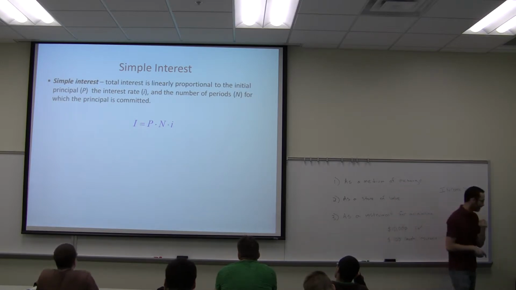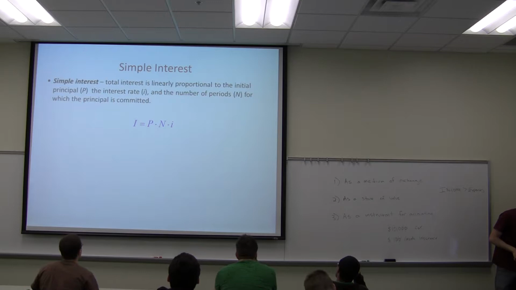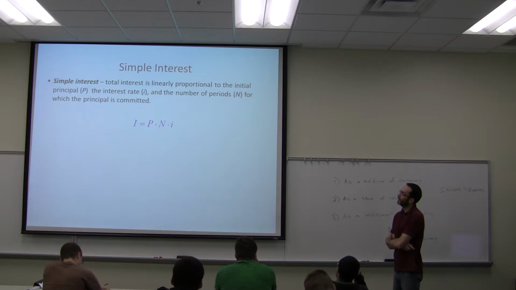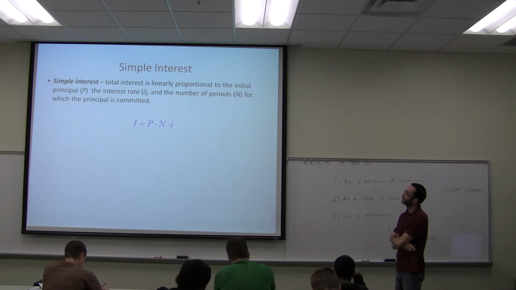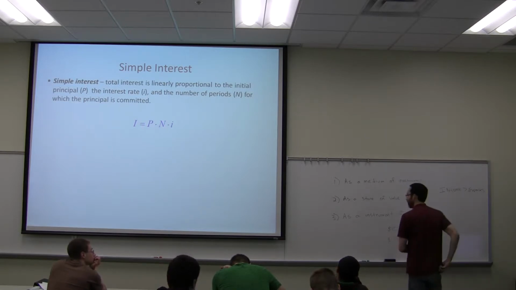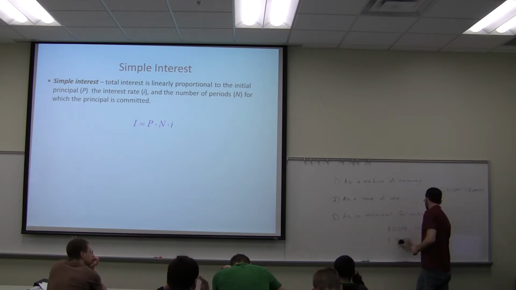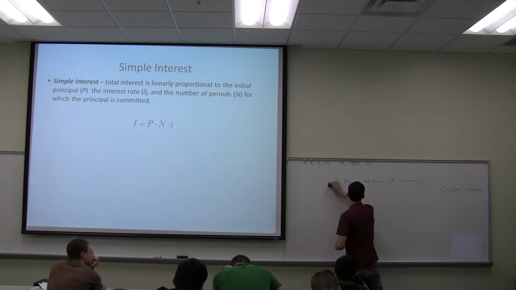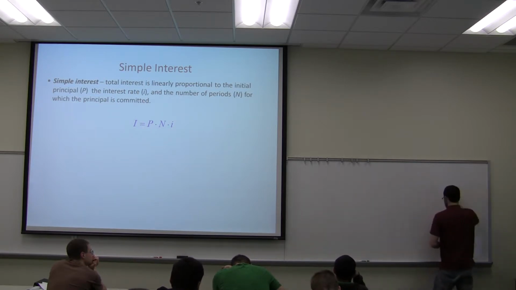So how do we calculate the amount of money that's going to have to be repaid? The simplest way to structure the terms of a loan is what's called simple interest. And so the total interest that's paid is proportional to how much is initially invested, P, the annual interest rate, I, and the number of periods that the principal is committed. So sometimes interest accumulates on a monthly basis, sometimes it accumulates on an annual basis, but N is talking about how many periods it accumulates during the course of the loan.